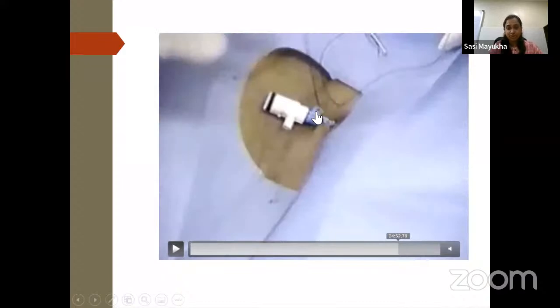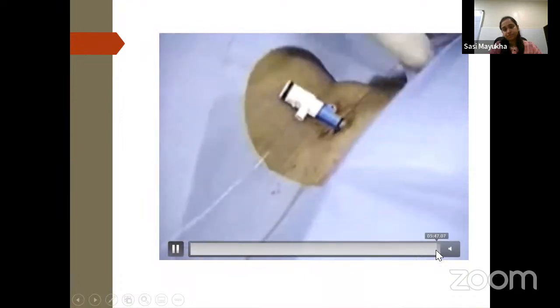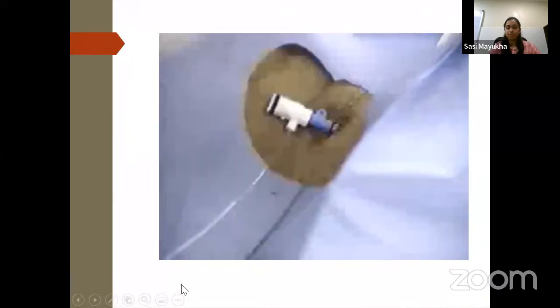After which suturing has to be done. Both the sides suturing has to be done. See, tight suturing has to be done: 1, 2, and 3. All these suturing has to be done. After the suturing is done, a sterile dressing has to be placed.